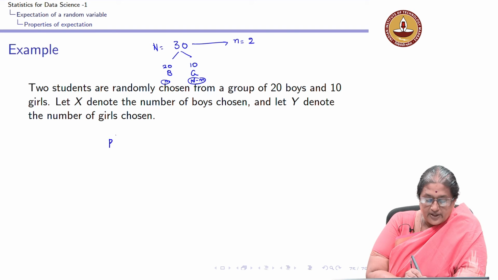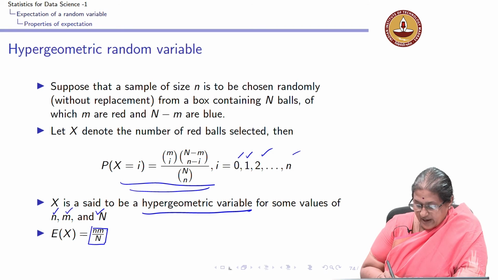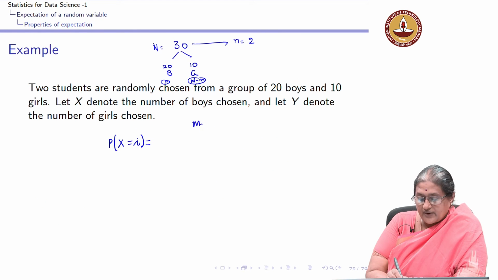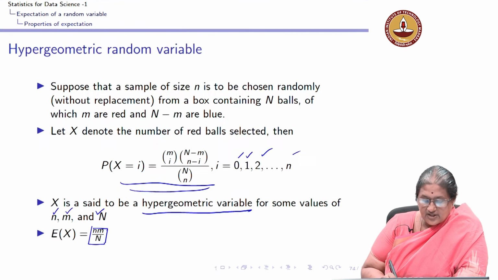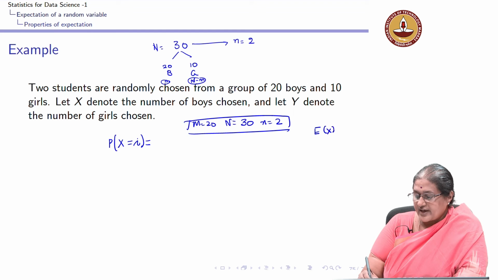So, my probability mass function of x equal to i will follow what I have here. M choose i, where my M here is equal to 20, my capital N equal to 30 and my small n equal to 2. I can plug in these values in this equation of mine. What I am interested in knowing is the following. My expected value of x is going to be n into M by N, which is 2 into 20 by 30, which is 4 by 3.